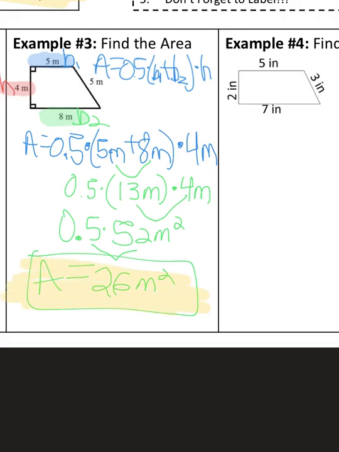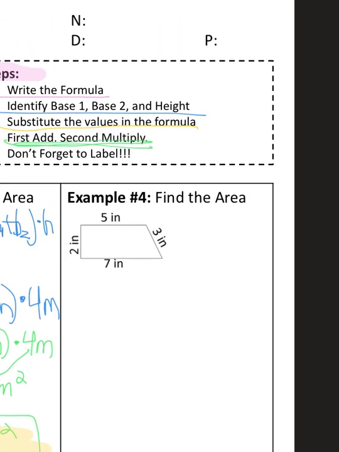So again, the shape may look different, but the steps are still the same. It may look a little different, but everything is the same. So I'm going to have you do example number 4 on your own as well. Follow the step-by-step instructions that I just gave you. So same as number 3, but you're just going to have different numbers.